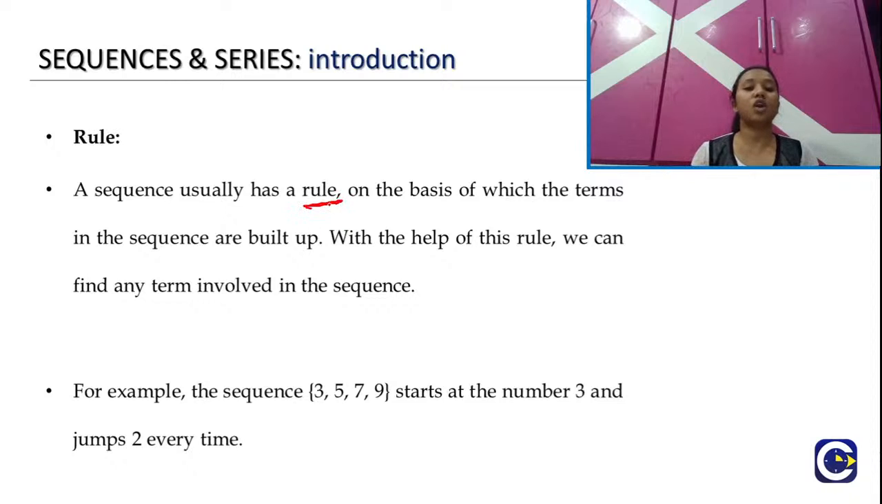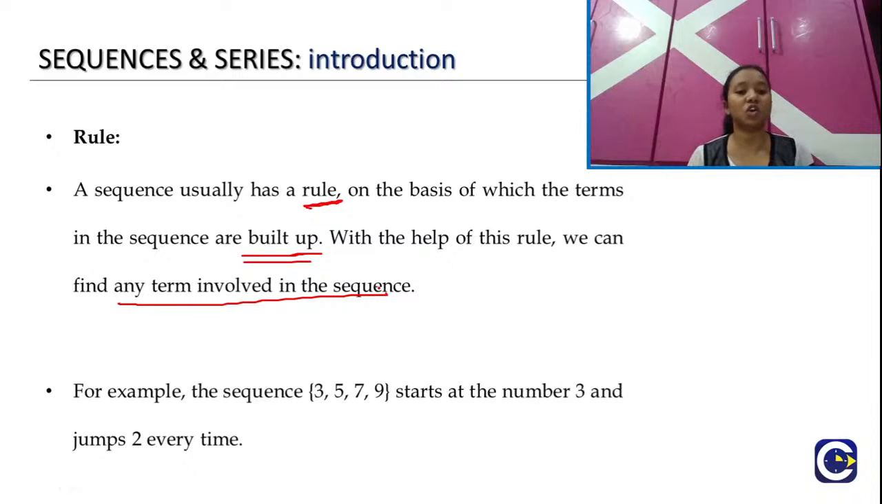On the basis of that rule, the terms in the sequence are built up. So how will the terms in a sequence be built up? By using the rule which that particular sequence follows. With the help of the rule, we can find any term involved in the sequence. Once we are able to find the rule, we can find any term in that sequence.